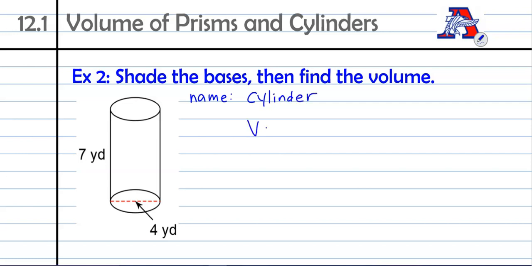And a cylinder is going to have that exact same formula. Okay, area of the base times the height. Okay, now in this case, the shape of our base is a circle. It's not a triangle this time, it's a circle. So the formula for area of a circle is pi r squared. So in our case, pi times, well, they gave us the diameter was 4 yards. So our radius is going to be 2 yards. So pi times 2 squared.